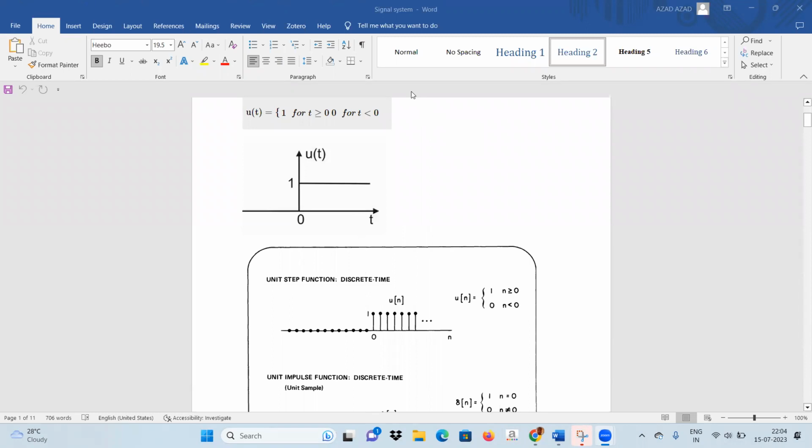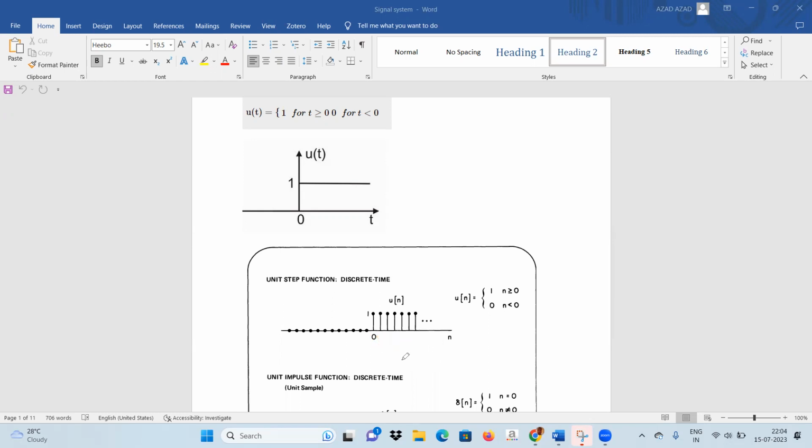Now see the discrete time unit step signal. It seems like the continuous time signal, but something is different in discrete. It has discrete values for n greater than 0, but it has 0 value for n less than 0. See, it has magnitude 1 at n equal to 1. It has magnitude 1 at n equal to 2 and so on, 3, 4.